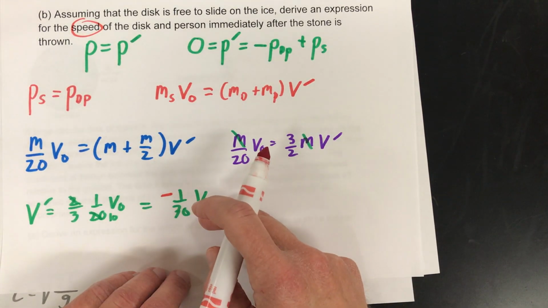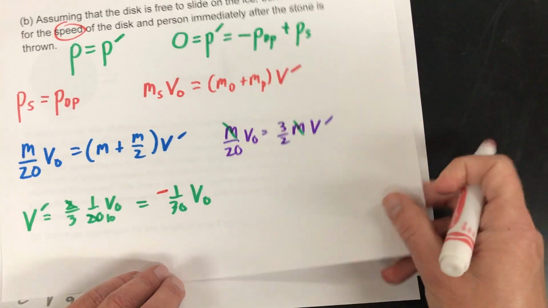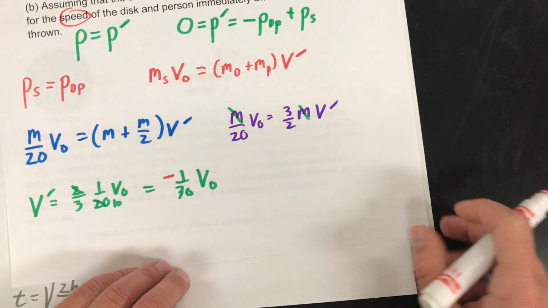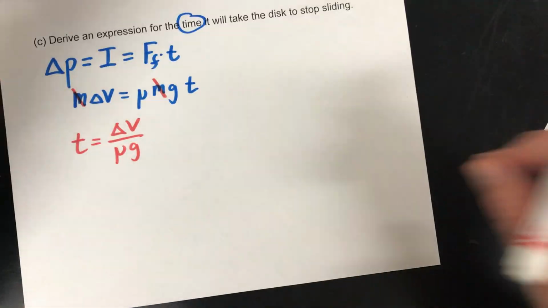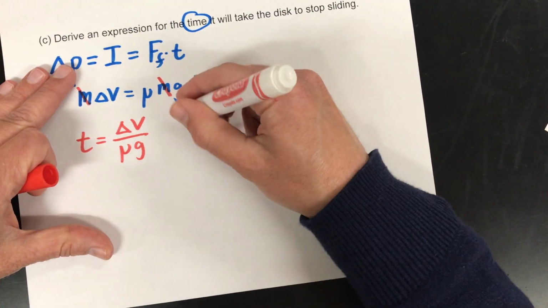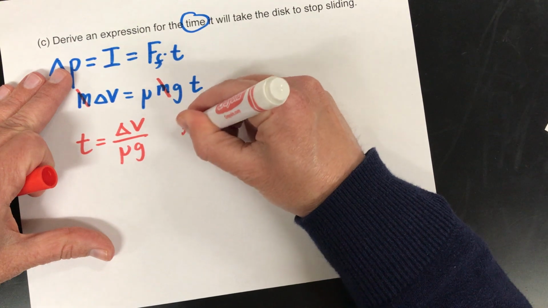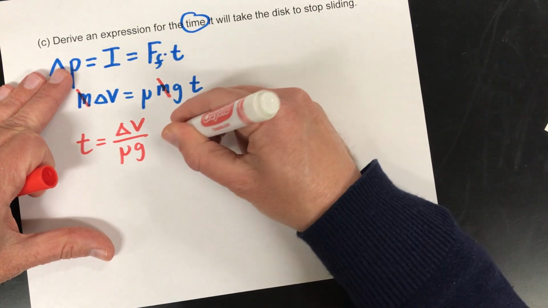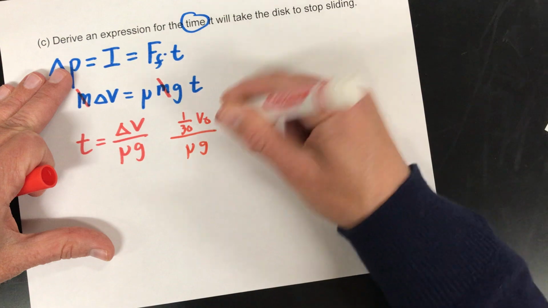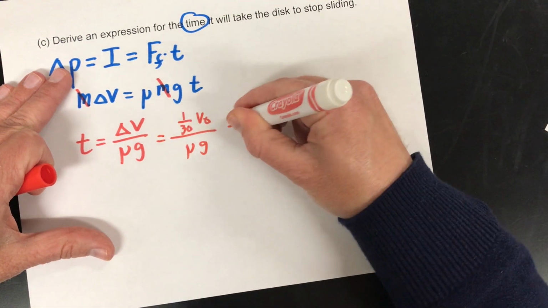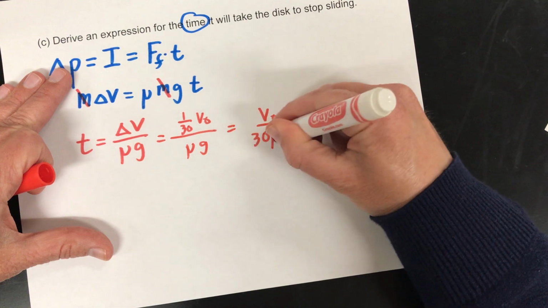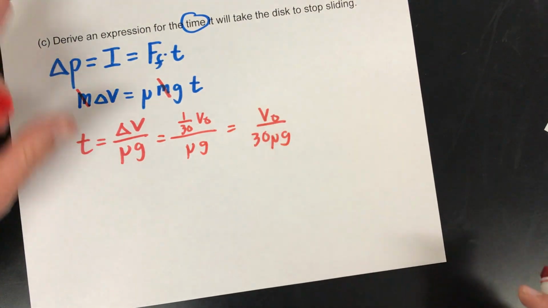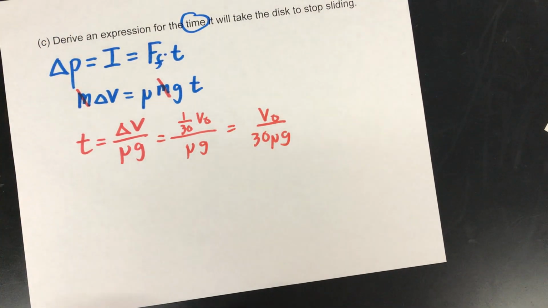So that is what we started at, and then it's going to slide to a stop. So this is also equal to the change of the velocity. Starts at this, ends at 0. So coming back to here then, our change is going to be 1 over 30 v0. That is our change, all over mu g. So if we just make that look a little bit prettier, then we'll get v0 over 30 mu g is the time to stop sliding there.